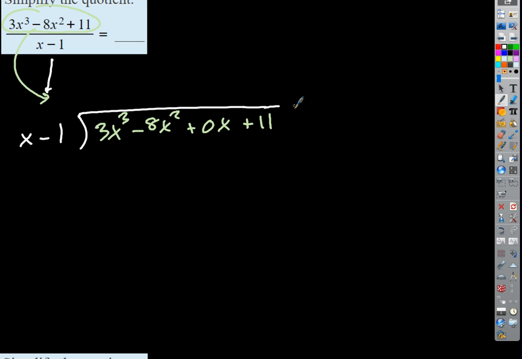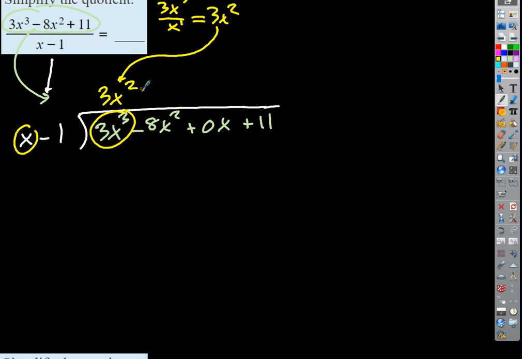Now we got to ask ourselves, how many times does x minus 1 go into this thing? Well, that looks complicated, but all we have to focus on are the leading terms. That's it. So we want to ask ourselves, how many times does x divide into 3x cubed? 3x cubed divided by x is what by our properties of exponents? x cubed divided by x is x to the 1. What do I do if I divide like bases? Subtract. So I'm going to get 3x squared. Okay, so that is the first term in my answer.